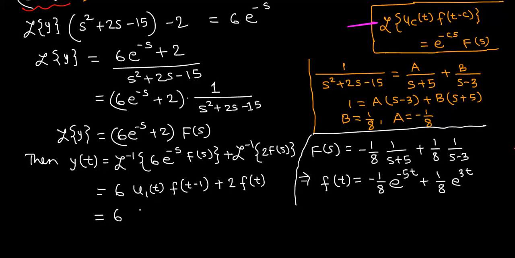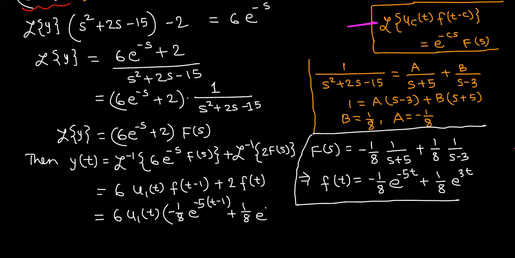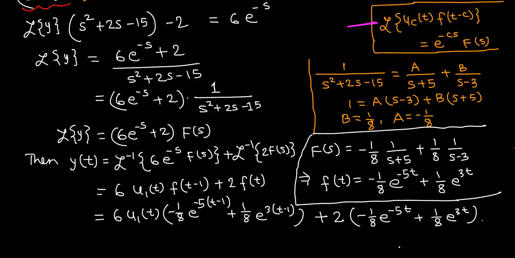So 6 u_1(t) times f(t - 1), which is just this with t replaced by t - 1: negative 1/8 e^(-5(t - 1)) plus 1/8 e^(3(t - 1)), just for that part, plus 2 times f(t). f(t) is here, so negative 1/8 e^(-5t) plus 1/8 e^(3t). This is the final solution of the given differential equation.